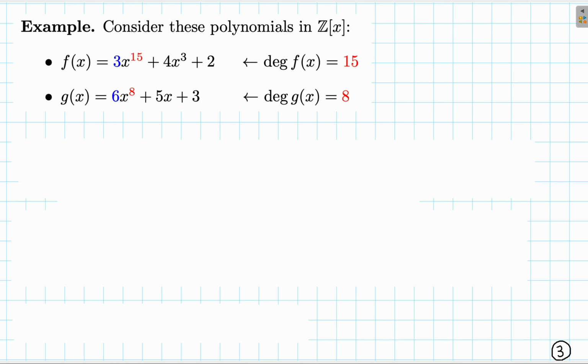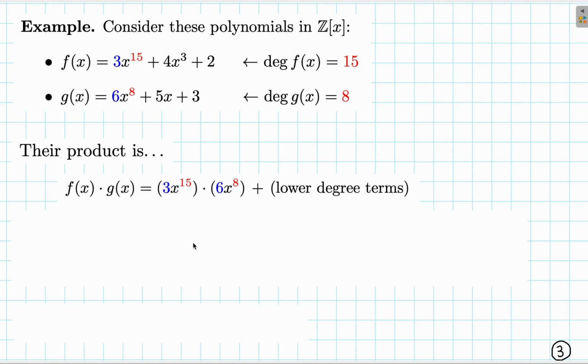Here's an example from today's classwork. Let's consider these polynomials in Z bracket x. So we view the coefficients to be integers. f of x has degree 15, and g of x has degree 8. Now, what do we get if we multiply f of x times g of x?